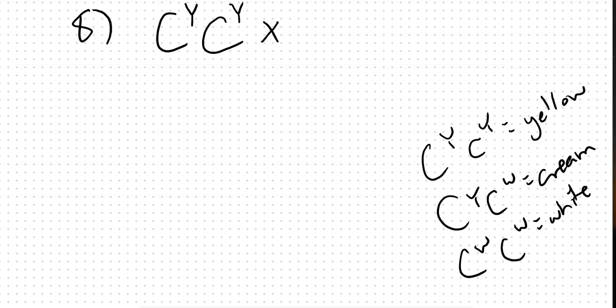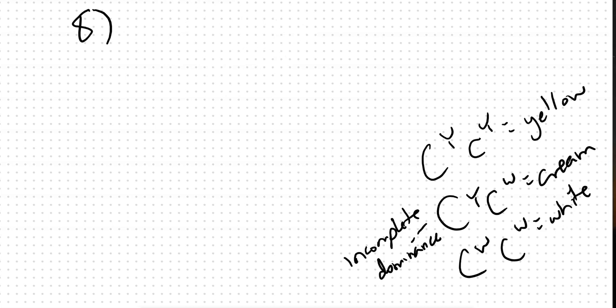All right, so that makes sense. So in between yellow and white, this would be incomplete. I don't know the cross yet. I do know that there's going to be a parental generation.